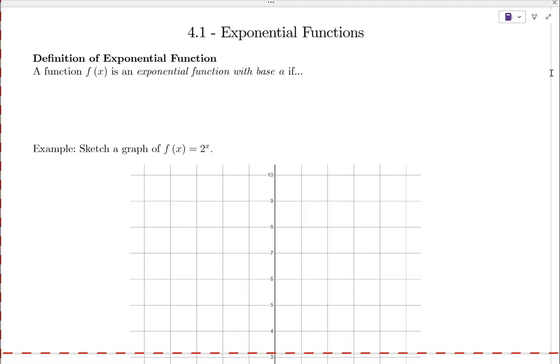So let's talk about what we mean by an exponential function. Well, before I write down the definition, you can see in that example that I have listed, I've got a new type of function here where I've got a number in the base and a variable up in the exponent, right?